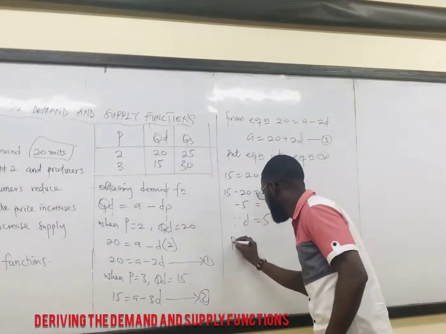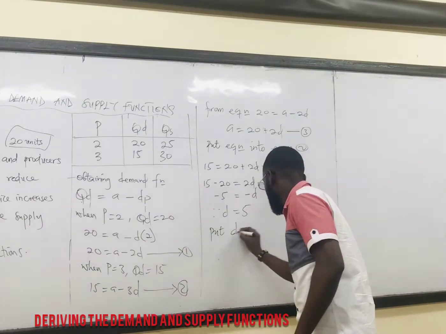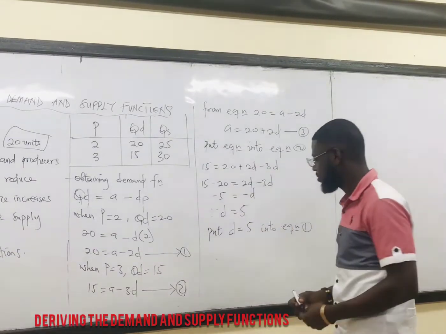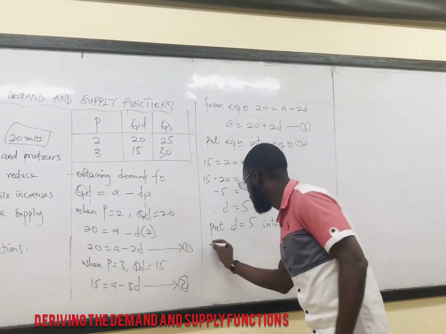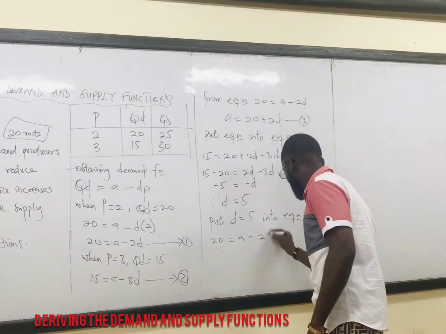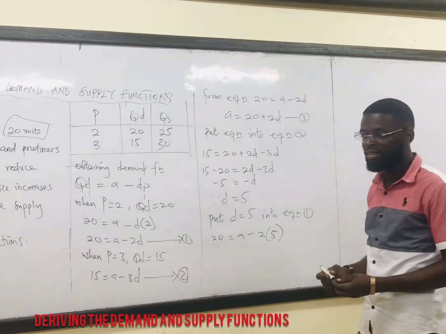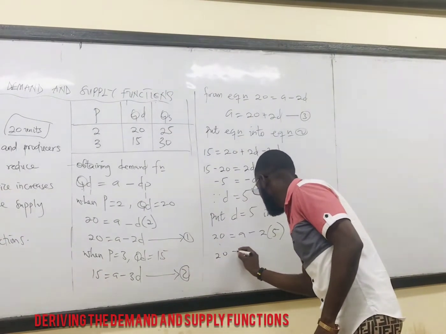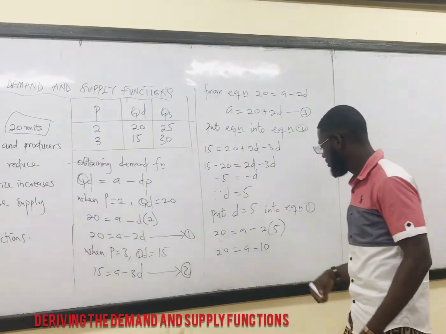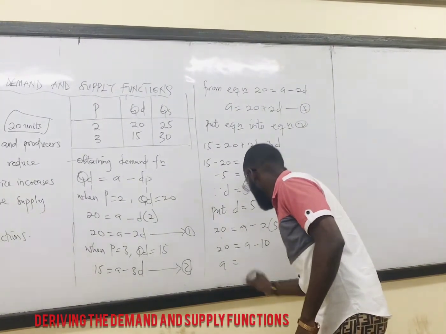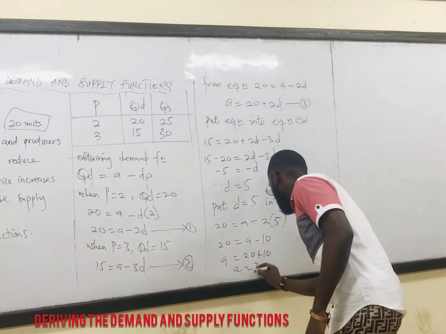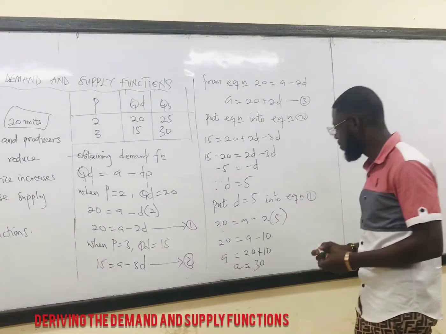So I will decide to put D equals 5 into equation 1. In equation 1, I have 20 equals A minus 2. D is giving me 5, so I substitute it. Then I'm going to have 20 equals A, and negative 2 times 5 will give us negative 10. Then my A will be equal to 20 plus 10. A equals 30. That is the value for A.